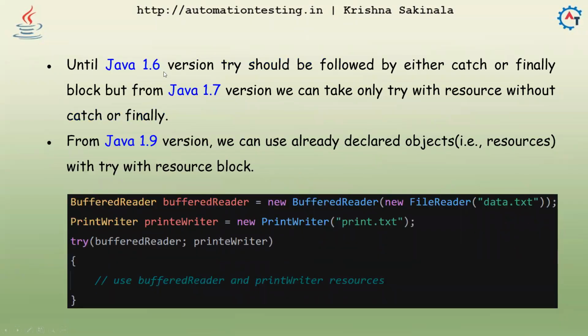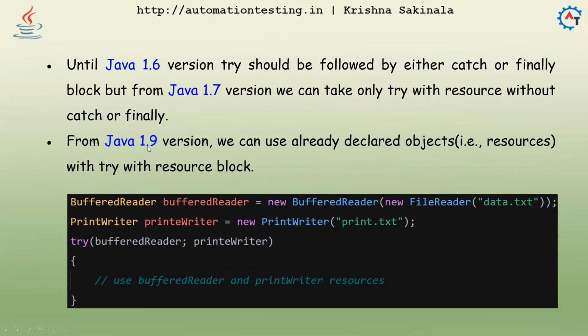Until Java 1.6, try should be followed by either a catch or a finally block. But from version 1.7, we can take only try with resources without catch or finally. There is no need of even a catch.